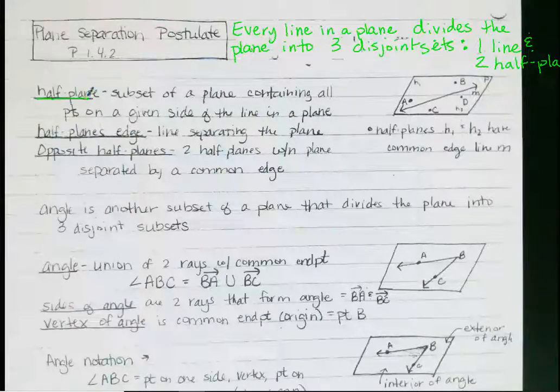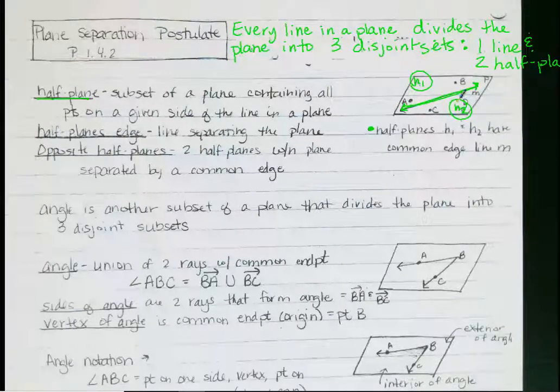Right? So here we've got a little note over here underneath our picture of a plane. Half planes H1 and H2 have a common edge, line M. So line M here has divided this plane. This is that plane separation. So the line M has divided the plane into the one line, line M, and the 2 half planes, half plane 1 and half plane 2.